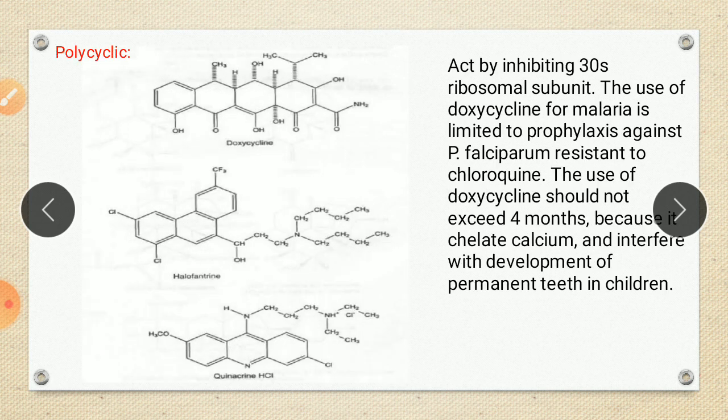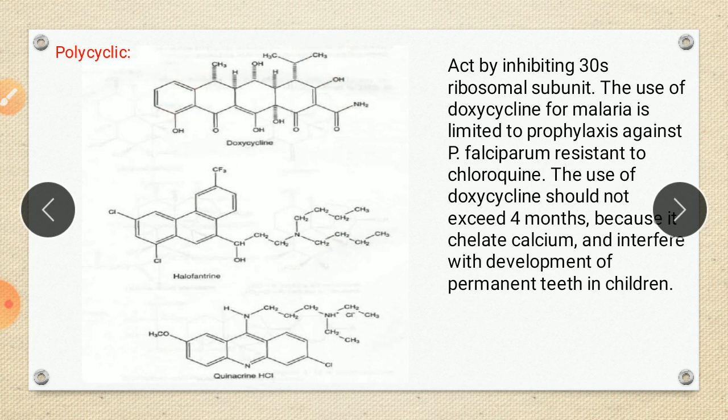The last class is polycyclic. As the name indicates, polycyclic means it contains more than one ring. These are the anti-malarial drugs that have a common polycyclic ring system. The first is a tetracycline, that is doxycycline. It is an antibiotic under the tetracycline class called doxycycline. The second one is halofantrine. And the third is quinacrine, which we already covered in the previous class, quinacrine or mepacrine. But doxycycline is mainly used as an anti-malarial.